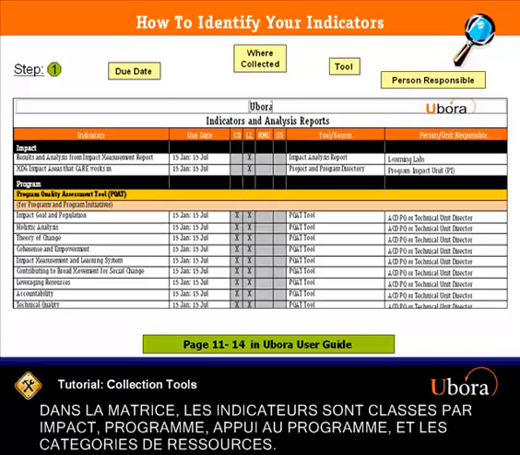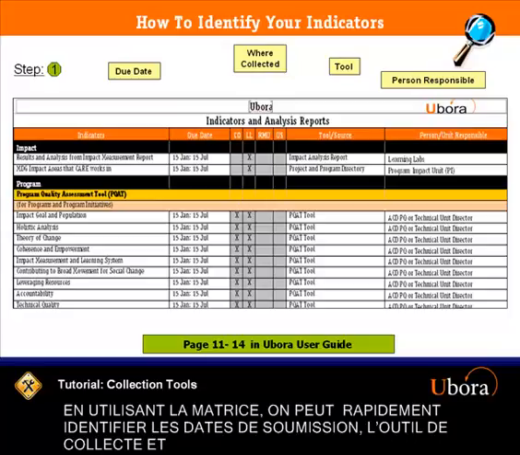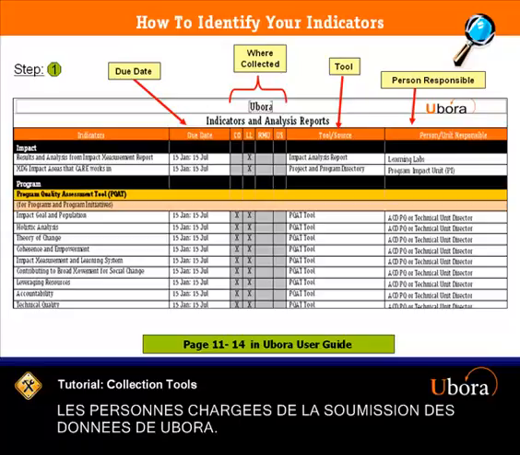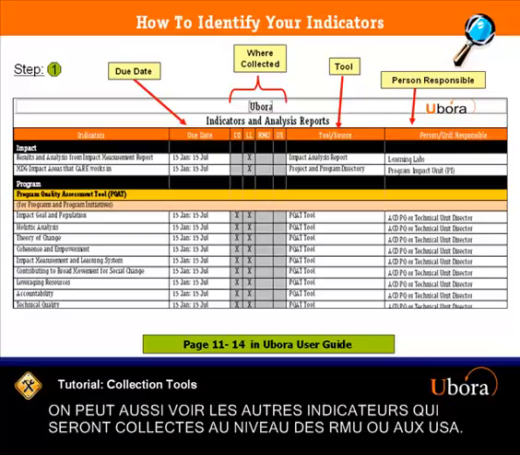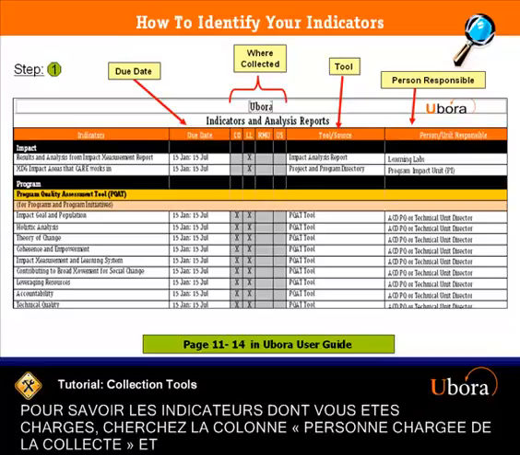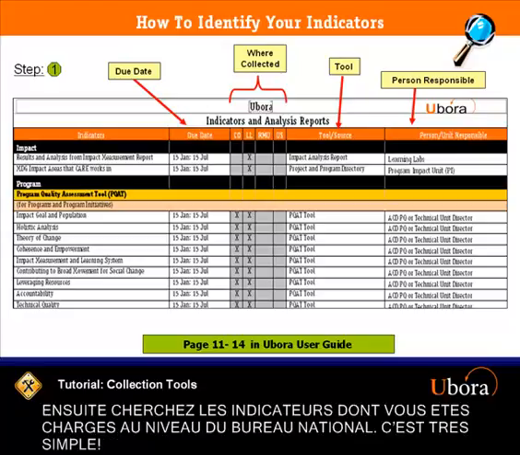In the matrix, the indicators are listed by impact, program, program support, and resource categories. Using the matrix, you can quickly identify due dates, collection tools, and persons responsible for submitting data to Ubora. You can also see the other indicators that will be collected in the RMU or US. To determine which indicators you are responsible for, look for the column marked Person Responsible, and then look for the indicators that fall within your duties in the country office. It's as simple as that.